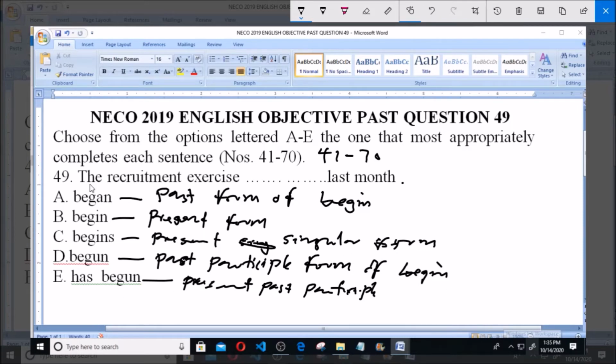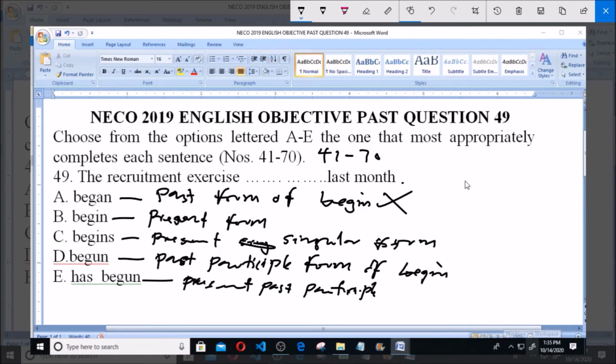Now in this contextual analysis, what you notice is that the action of the verb is yet to be completed. So we cannot use the past tense of begin. We cannot say the recruitment began last month. Then we cannot say option B, the recruitment begin last month. The action has started, so the action of begin has commenced. We cannot say the recruitment exercise begins last month, because begins is the present singular form of begin. Then the correct option here is begun.